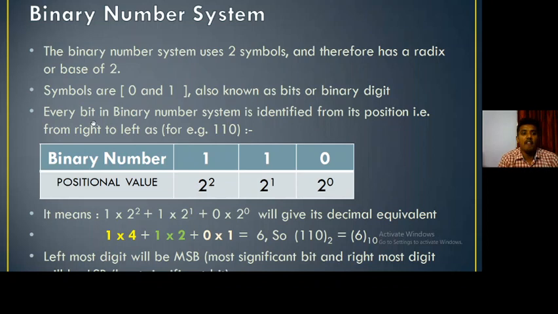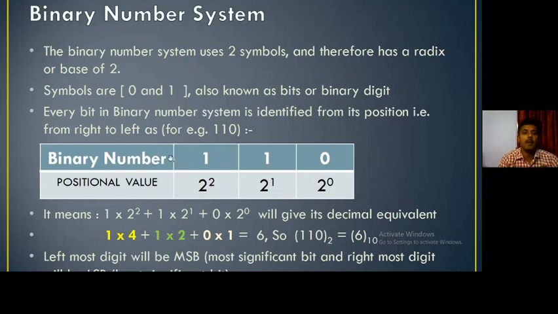Okay, clear. Every bit in a binary number is identified from its position, that is from right to left, the same way as in the case of the decimal number system. Here also it is the same concept. So for example, the given 110 cannot be read as one hundred ten. Clear, all of you? The binary number will be read digit by digit as one one zero only.